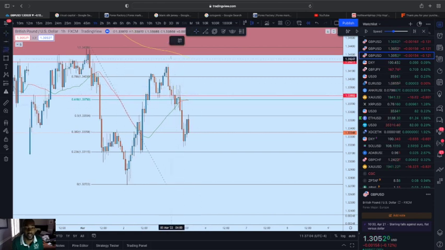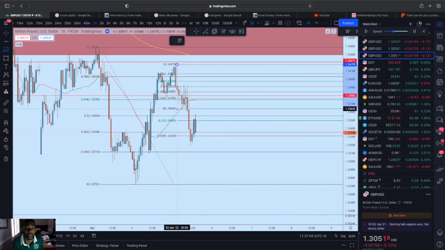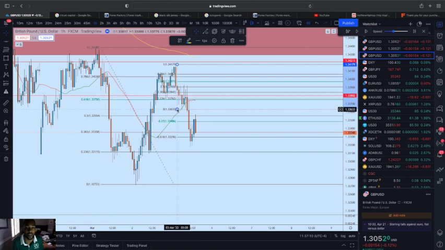You could have played a fib. You could have played it a couple ways. You could have played it like this, you know what I'm saying, and waited for a close under the 23.6 and gotten in at this wick. Or you could have put a sell stop right under here, if you waited a little bit.